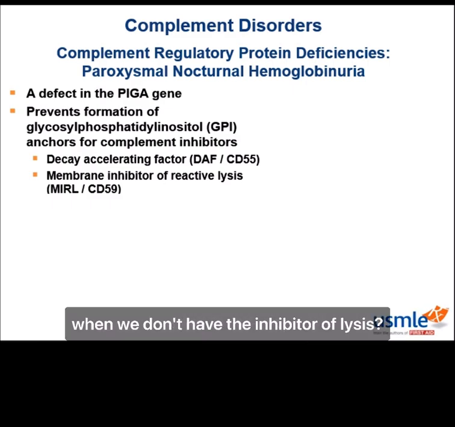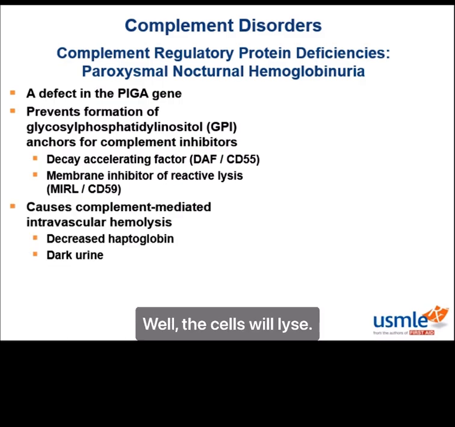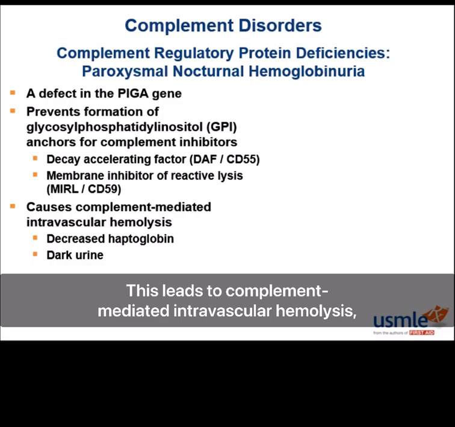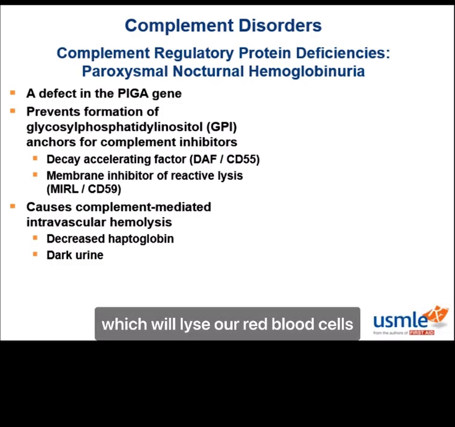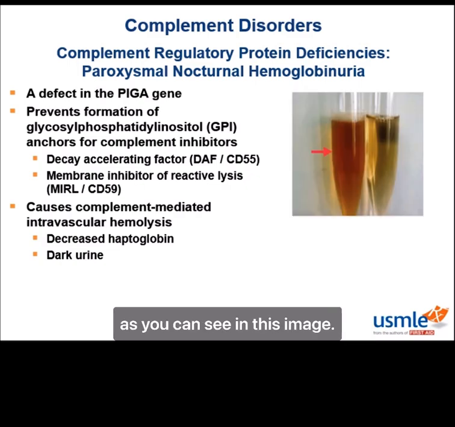Well, what happens when we don't have the inhibitor of lysis? Well, the cells will lyse. This leads to complement-mediated intravascular hemolysis, which will lyse our red blood cells and lead to a decrease in our haptoglobin. Overnight, the cells get lysed a lot, and when the person wakes up, the urine is very dark compared to normal from the hemoglobinuria, as you can see in this image.